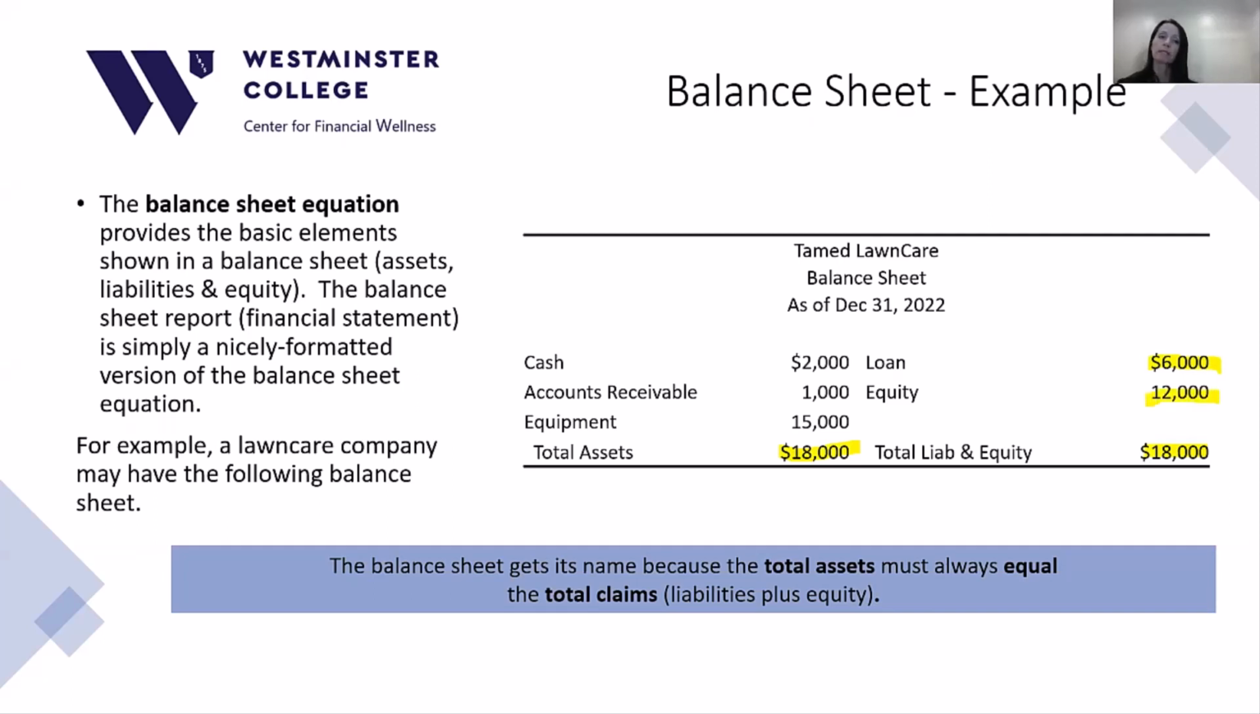So the company owns $12,000 worth of those assets. Okay, the balance sheet gets its name from the balance sheet equation because the total assets have to equal the total claims, claims being liabilities and equity.